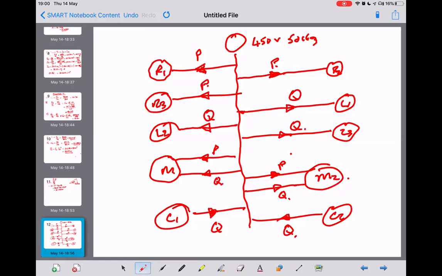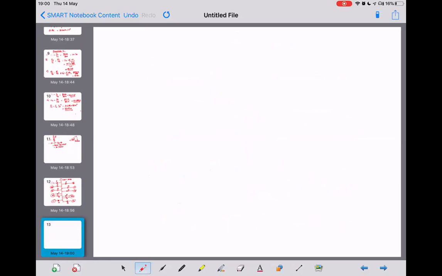So determine the total active power. What I've done for that is PT is equal to PR1 plus PR2 plus PR3. That's PR1, the power for R1.